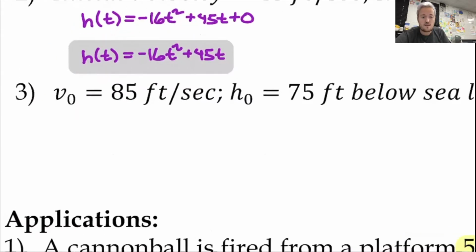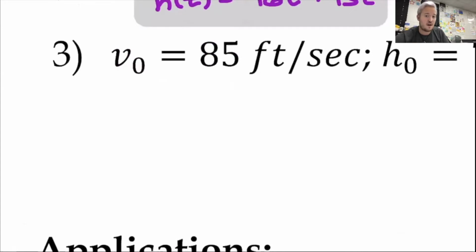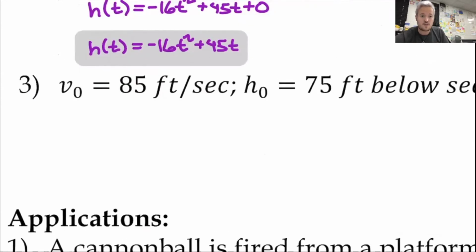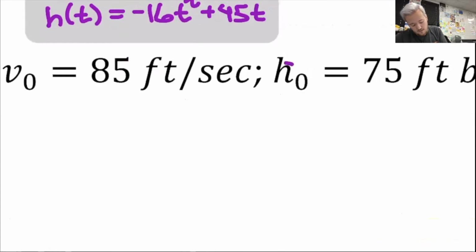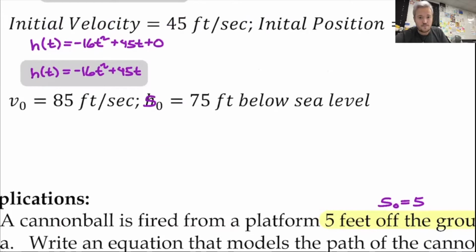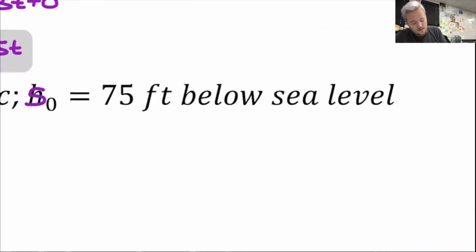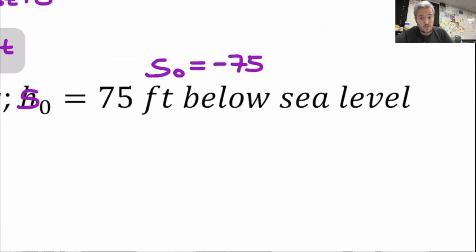All right, and last but not least here, we're given that the initial velocity, v naught, is equal to 85 feet per second, and we have, that should be s naught, not h naught, is equal to 75 feet below sea level. So because this is below sea level, that means your s naught is going to be equal to a negative 75. So remember, we do have below sea level, so you have to keep that into account.